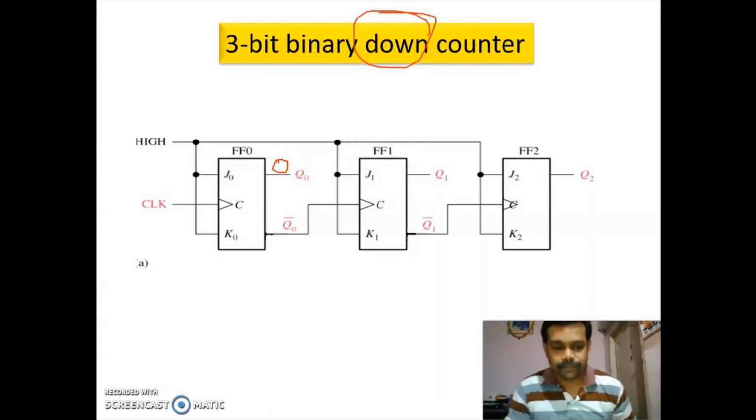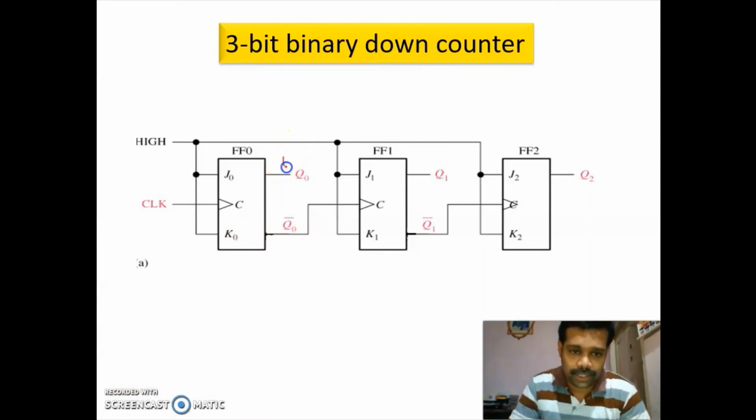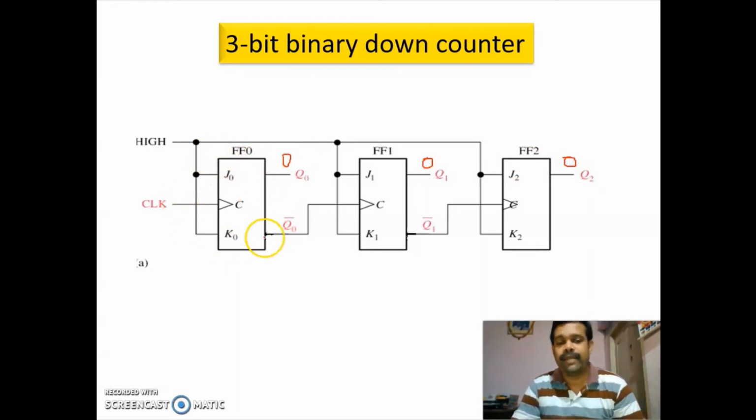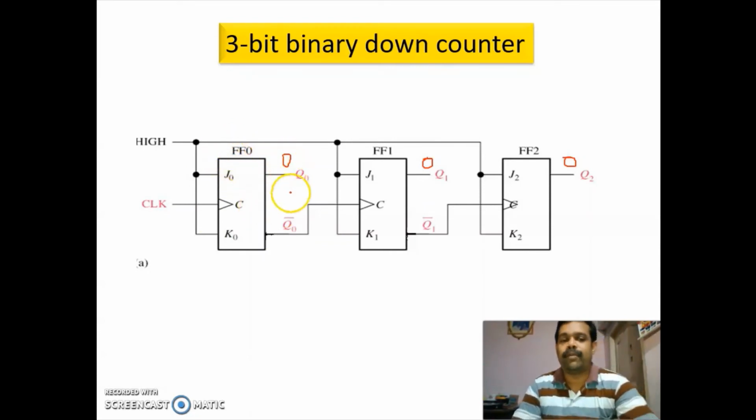Okay, now we'll go for the working. So first one, 0 0 0. We are giving the first clock pulse. You know that we are giving the clock directly to flip flop 0. So for every clock pulse, this will change. So for the first clock pulse, it is 1.